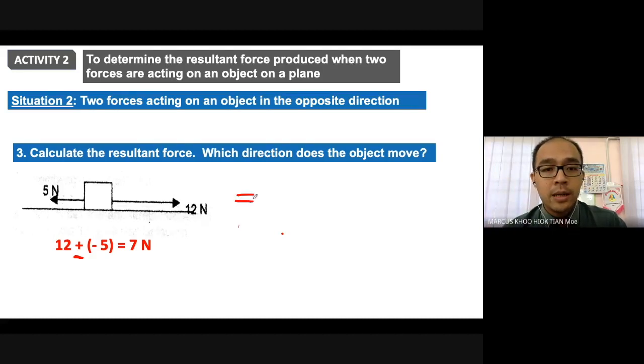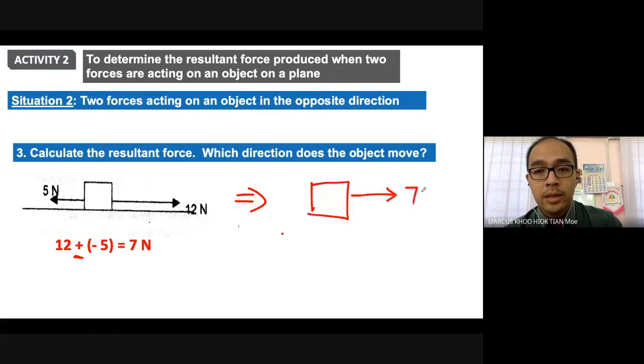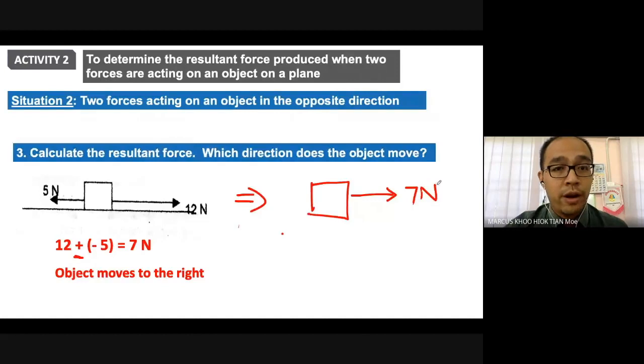So kalau saya tukarkan ini kepada one single force, the resultant force, I would draw it this way, 7 Newton. Okay, so that's the number one thing now. Object moves to the right.